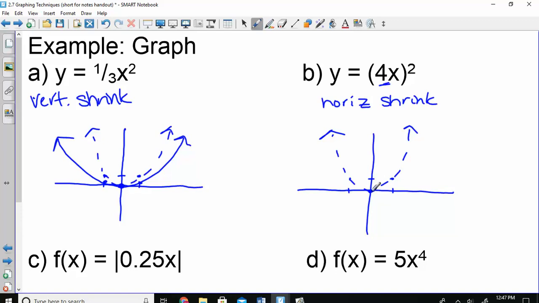Inside changes my x and does the opposite of what it says. So this is an x of 0. I would have to divide that by 4, which is still 0. This point has an x value of 1. Divided by 4 is 1/4. Here my x value is -1. Divided by 4, -1/4. So a horizontal shrink looks a lot like a vertical stretch. It's just getting narrower.